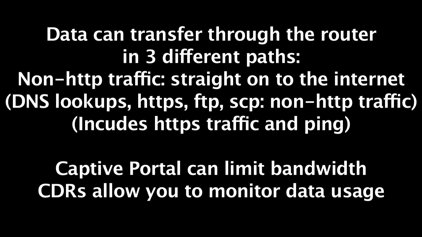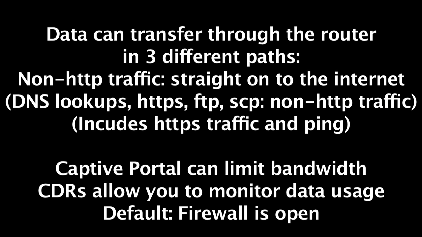And of course, you've got CDRs, which I'll show you for these transactions. And so you can see how much data a specific user actually used at what different time intervals. And then, of course, you can control the speed. But by default, the firewall is open. And so all of that traffic goes straight onto the internet. It's accounted for, but it's not blocked.